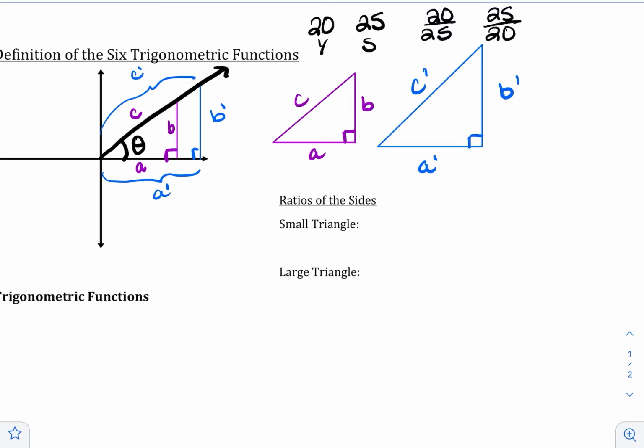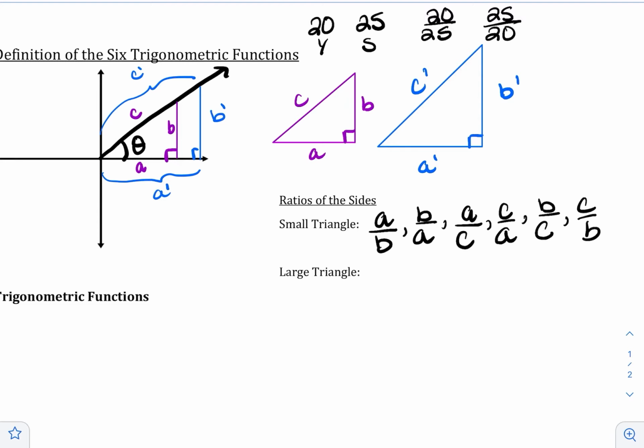So for the small triangle, you could put leg A over the other leg B, or you could do the opposite, B over A. Or you could take leg A and put it over the hypotenuse, or you could do it the other way. Or you could put leg B over the hypotenuse, or do it the other way. And if you try to do any more, you won't find any more possible ratios. There are 3 sides and 6 ratios. Hence the word 6 here. You can kind of see what's going to happen. So if you look at the large triangle, again, the same ratios can happen.